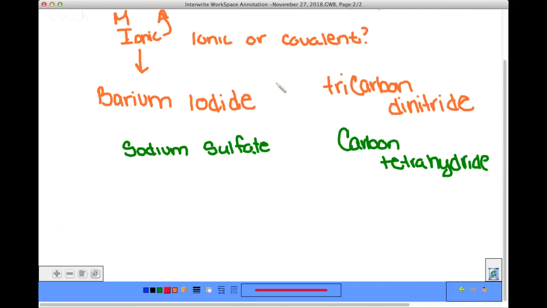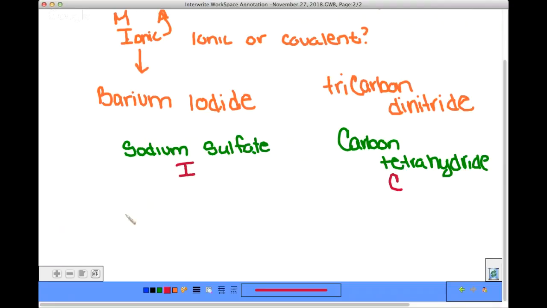Again, just like we did up here, the first thing that you want to do is ask yourself, is the compound ionic or covalent? You want to look for your metal. Sodium right here is a metal. Sulfate is a polyatomic, and polyatomics are only in ionic compounds, so we know that this is an ionic compound. Carbon tetrahydride, the minute that you see a prefix like this, that should be a big clue that this is a covalent compound.